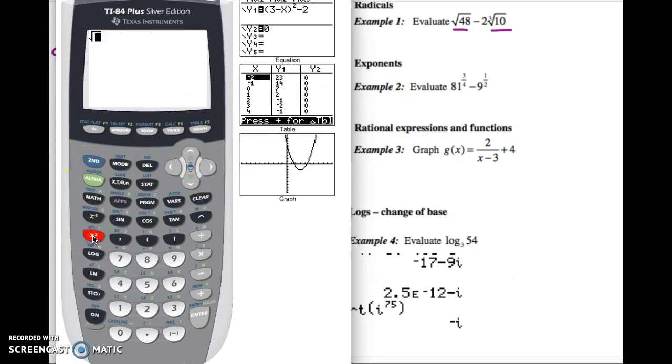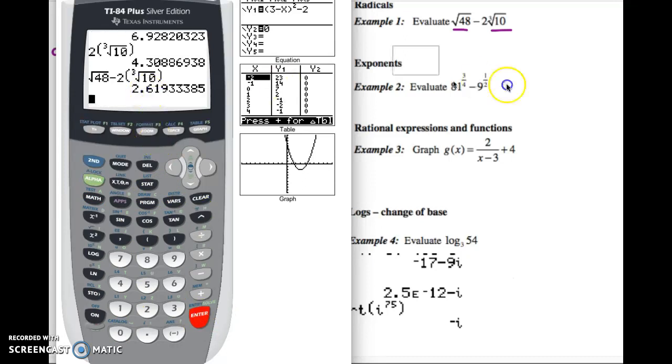So if I wanted to say a square root of 48, that's fine. But for the cube root, we have to go to math, and it's this fourth option, a 2, of 10. And so if I had to subtract those two, we could type it all out in one line, but you just have to be really careful that you don't confuse the square root with a cube root. So square root of 48, and then minus 2, math, the fourth option, cube root of 10. And when you hit enter there, that would have been your answer.